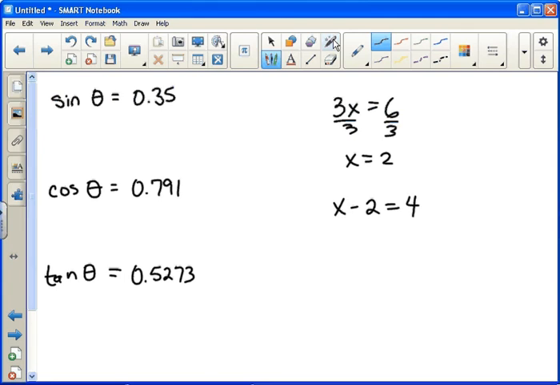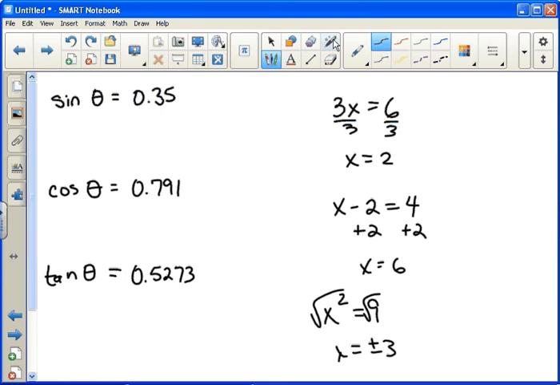Or if I had x squared equals, let's do 9, so it's a nice number. X squared equals 9. Well, to get rid of the squared, we do the opposite, which is the square root. So we get x equals plus or minus 3. So when we're solving equations, we always do the opposite thing in order to simplify, or to get rid of something.